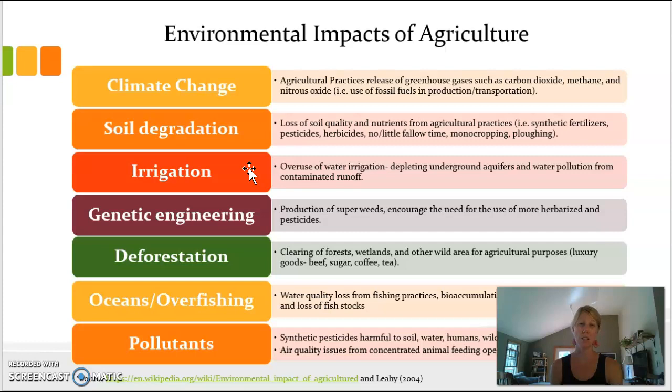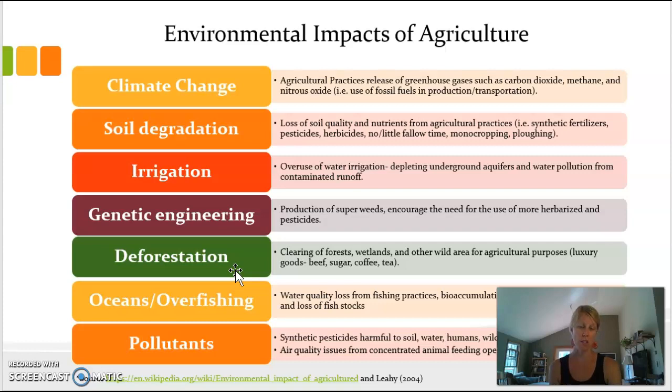So then there's also irrigation, so the overuse of water irrigation. So this is depleting underground aquifers, and water pollution from the contaminated runoff is a huge issue. We have genetic engineering of seeds, so this causes the production of super weeds and encourages the need for even more herbicides and pesticides. Another huge environmental impact from agriculture is deforestation, so clearing the forests and wetlands and other wild areas for agricultural purposes.